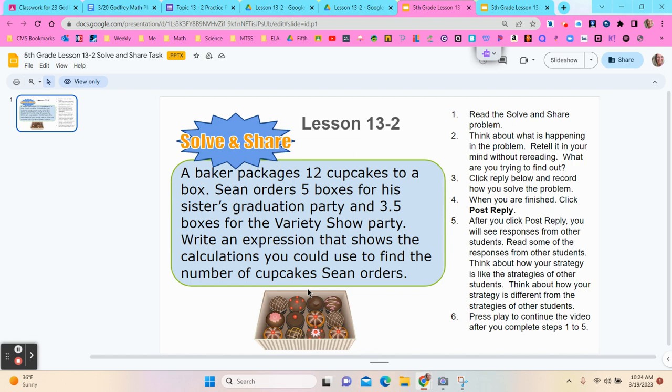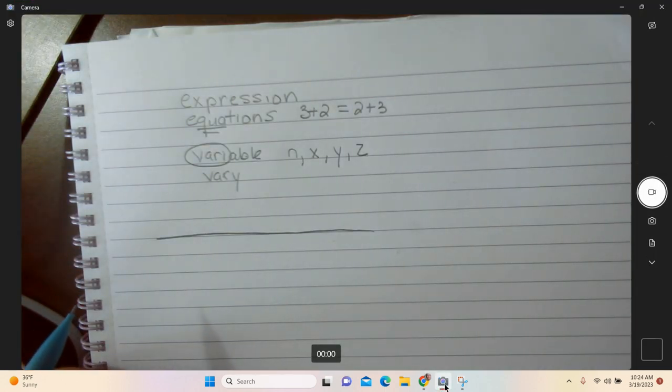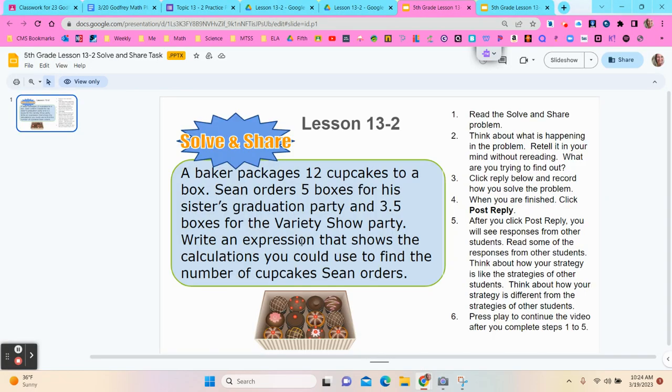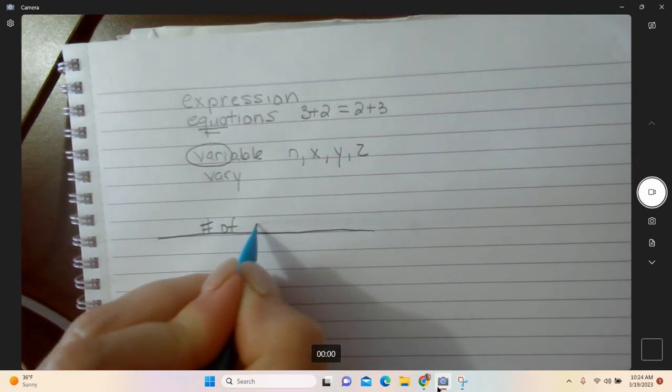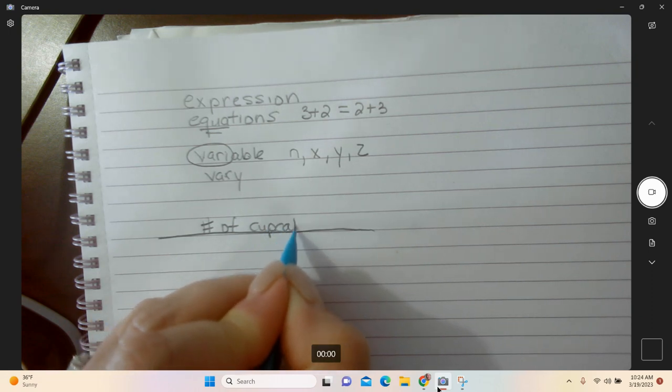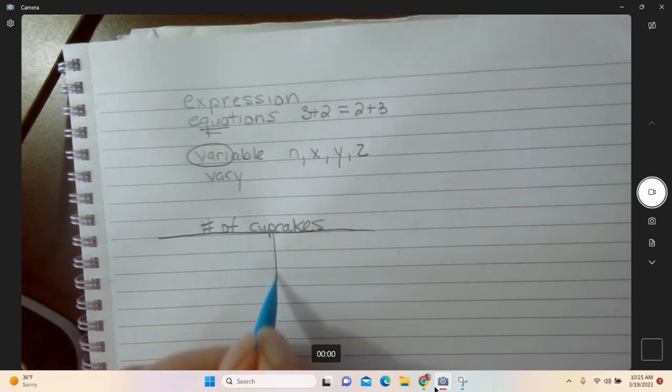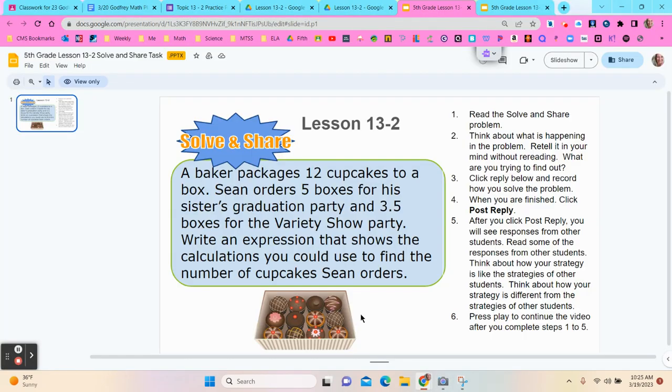Okay, so now let's think this through. Let's go back just like we always do, right? I've made my line because I'm hoping that you just automatically do that as you attempt to attack problems and figure out what the heck you're supposed to do. All right, this says, write an expression that shows the calculations you could use to find the number of cupcakes. So we're really just looking at number of cupcakes. All right, so now all we got to do is just come right back over and attack it with getting our notes. A baker packages 12 cupcakes to a box.